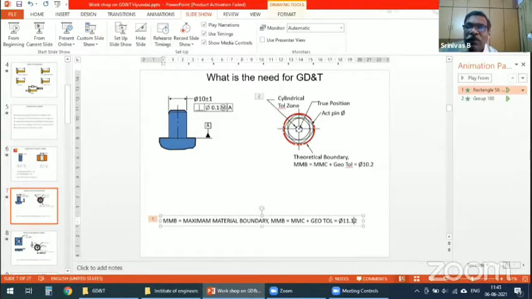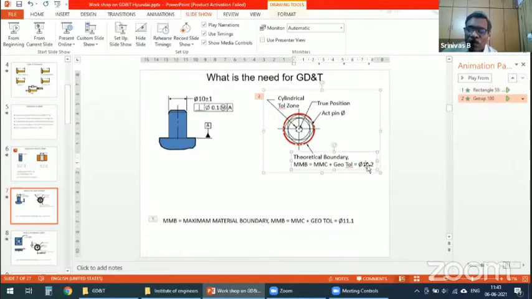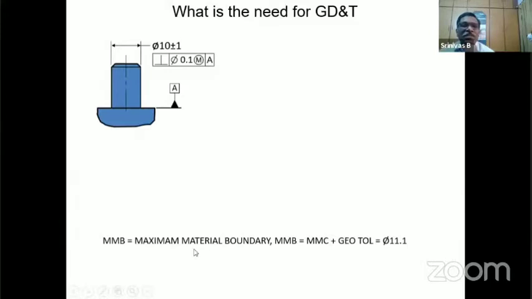So, are you understanding what is MMB? The pin size can never be more than 11 mm. However, its boundary can go beyond 11 mm. By how much can it go? By the variation of the orientation, that is 0.1. Its boundary is 11.1. If at all you wanted to create a hole that should clear this pin, the minimum size of the hole should be 11.1.